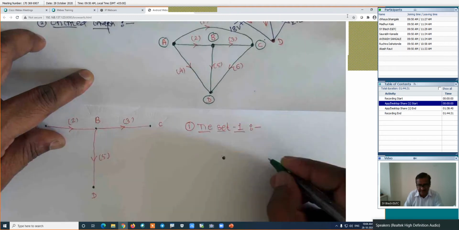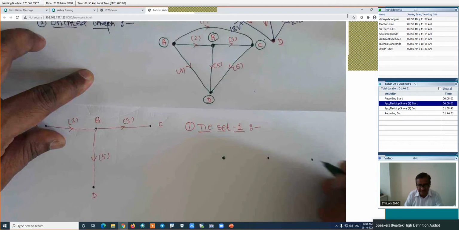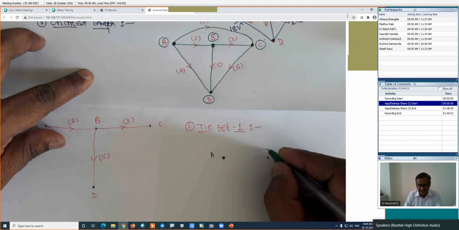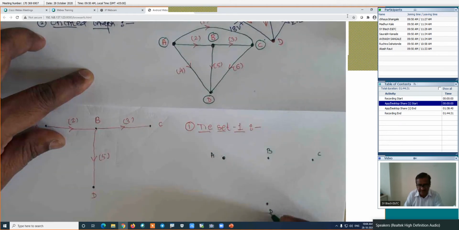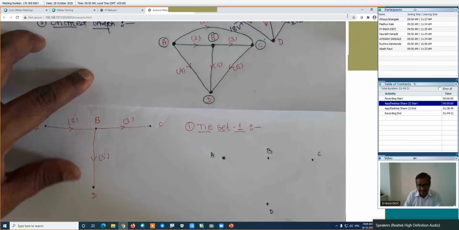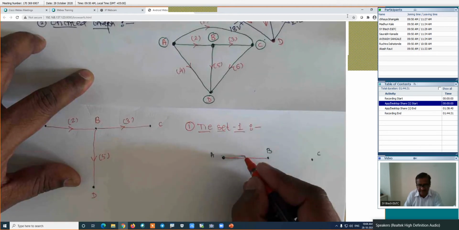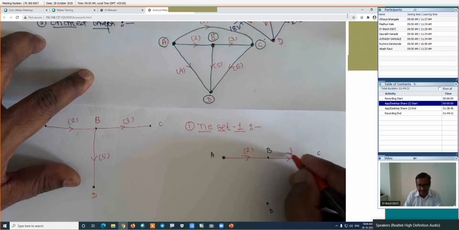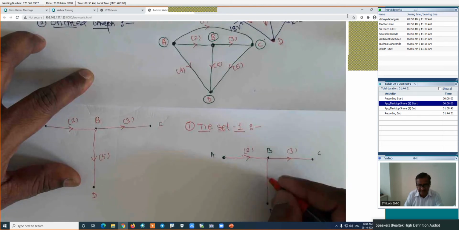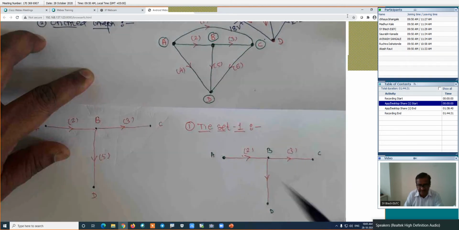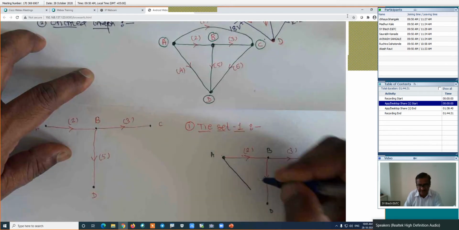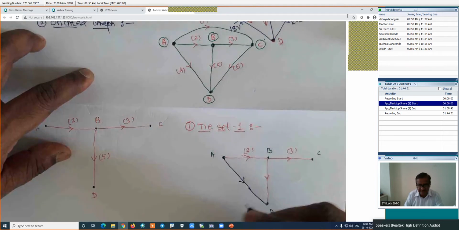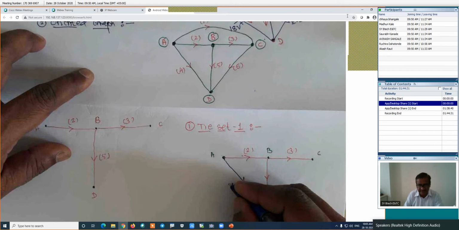This is one node, the second node, the third node, and the fourth node. This is node A, this is node B, this is node C, and here it is node D. I am drawing the tree as it is: branch number 2, branch number 3, and branch number 5. Now I am putting this fourth cotree branch here. The direction of this current is downward, and the branch is the fourth.